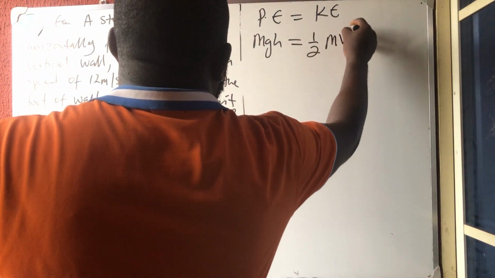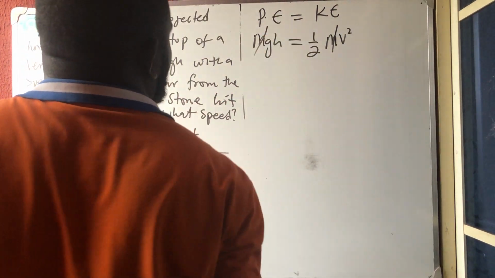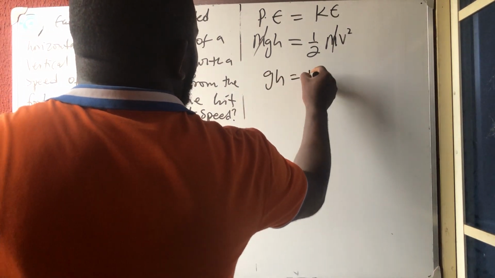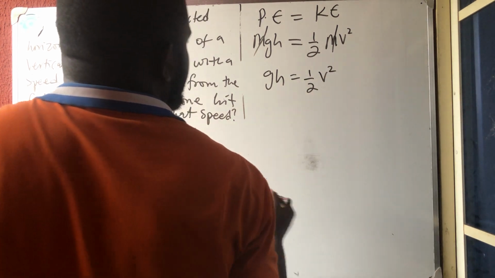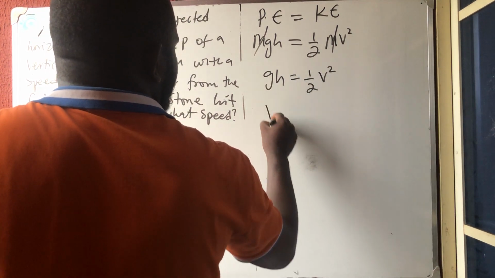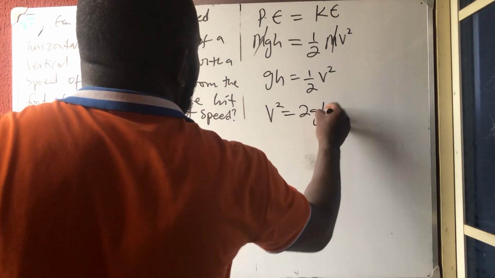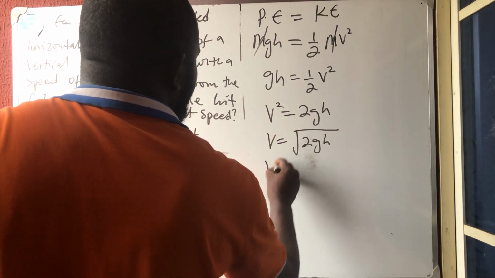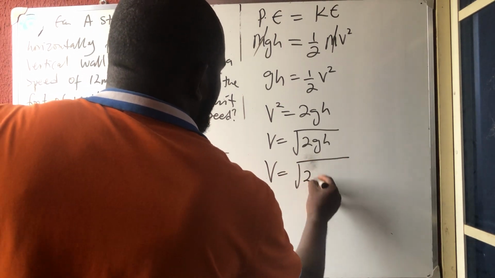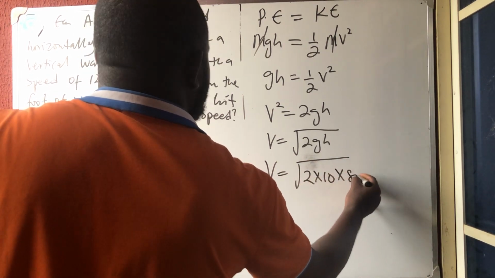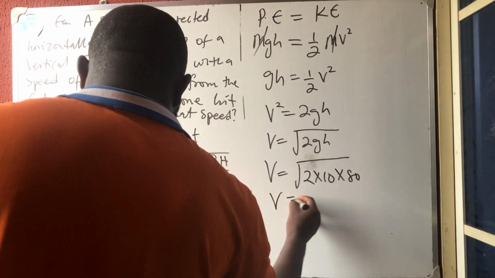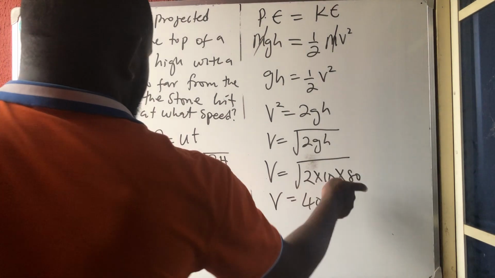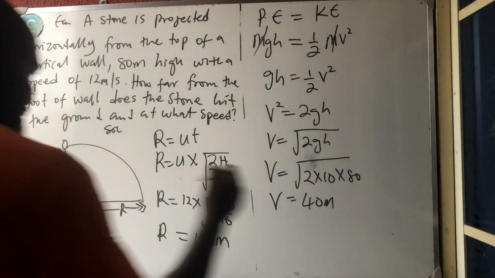So the mass will cancel out, because we don't even know the mass of this body. So we have that gh is equal to 1/2 v squared. So I'm looking for v. So cross multiply: my v squared is equal to 2gh. So my v is the square root of 2gh. So v is the square root of 2 times 10 times the height, which is 80. This is 1600, so 40 meters per second.